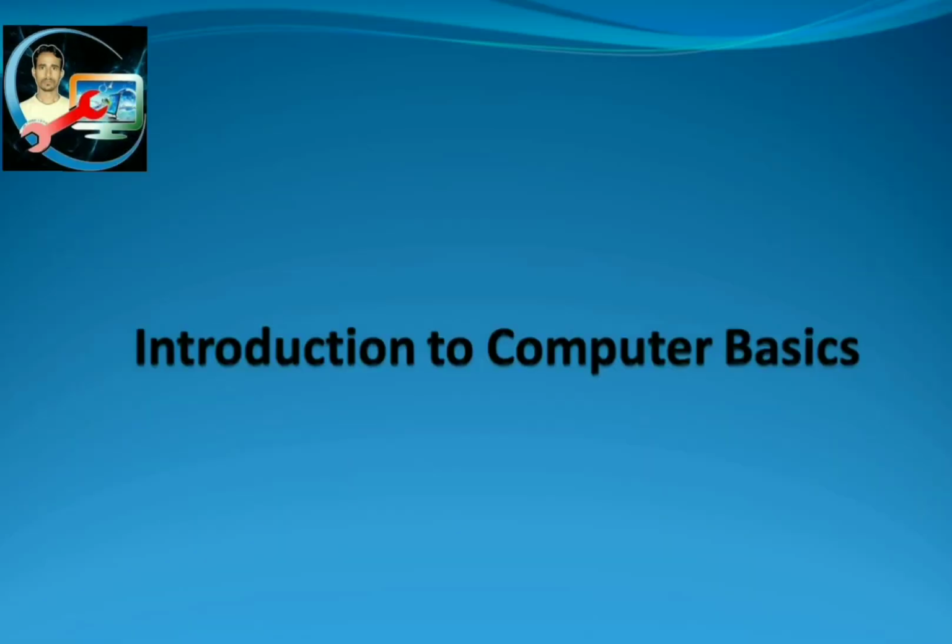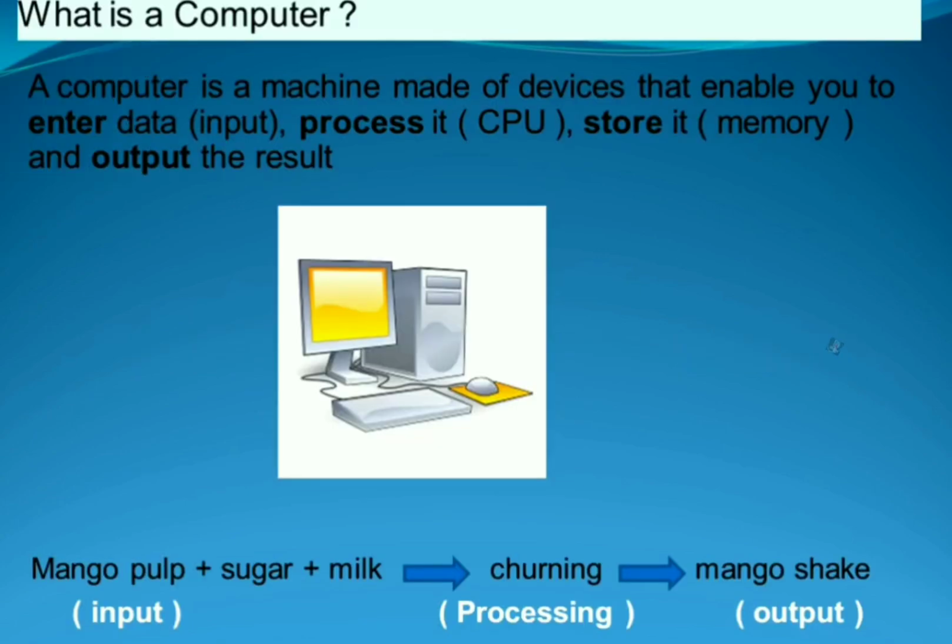High-level introduction to computer basics. So let me start from a basic high-level definition of a computer. What is a computer? A computer is a machine made of devices that enable you to enter data, process it, store it, and output the result. Let me give you a very basic level of definition.